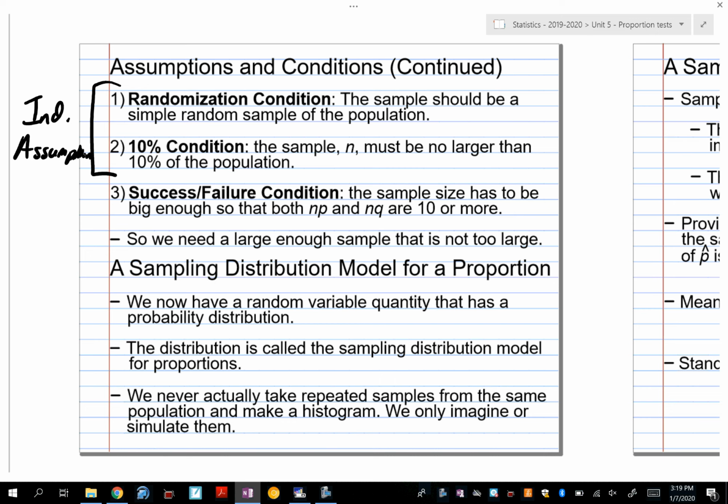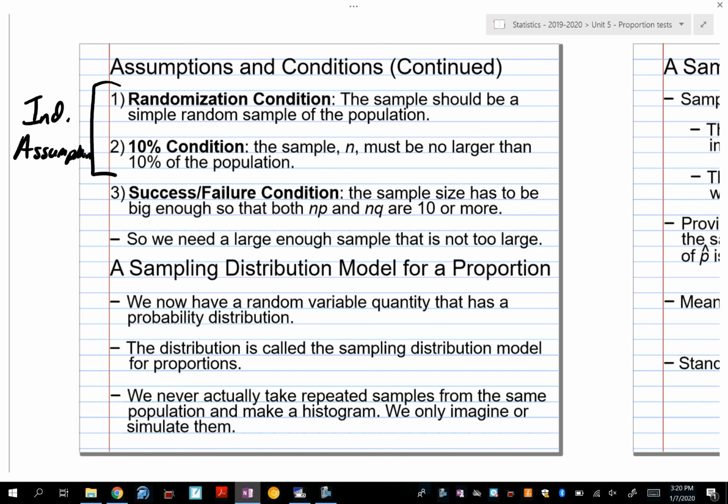Randomization condition, you're just hoping that they randomly sampled. If they didn't say anything about how they sampled, then we are going to write that we think that the sample is a good representation of the entire population. That's a key statement that I'm going to write today, and you'll use a lot in this class. The 10% condition, just make sure that our sample size is not too big. The 10% condition is going to make sure that our sample size is not any bigger than 10% of the population. I'll show mathematically how you can check that one.